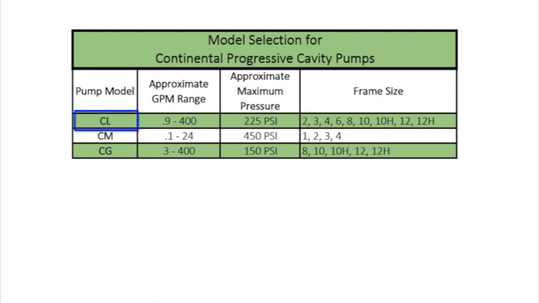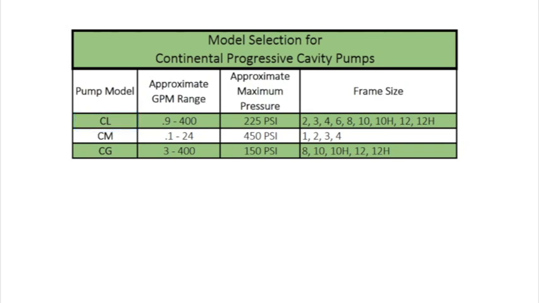Now as we come across to the right, you'll notice that we can pump 0.9 to 400 gallons a minute up to 225 psi. And if we slide all the way over, you'll be able to check at that point what type of frame size is offered in that particular L frame.